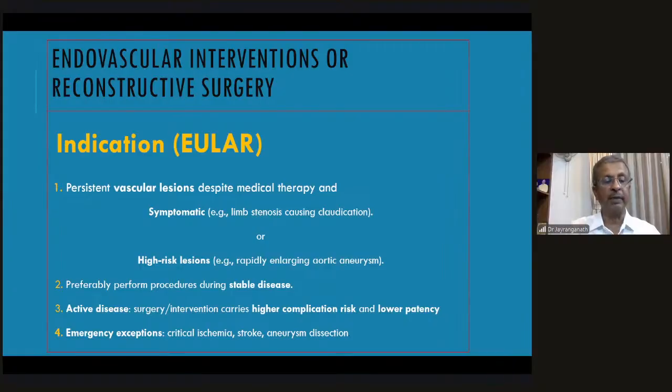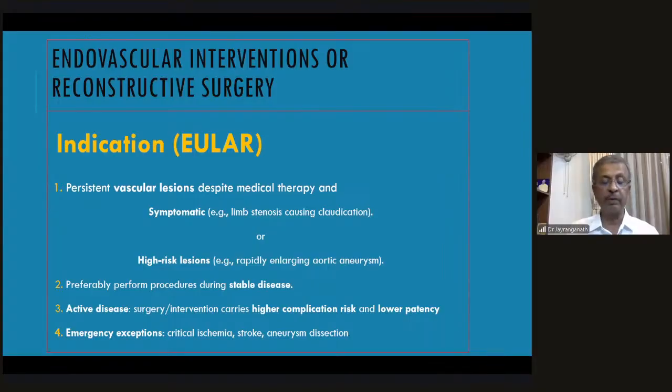The guidelines say the indication is persistent vascular lesion despite medical therapy, symptomatic limb stenosis causing claudication, or high risk lesions, such as a rapidly enlarging aortic aneurysm. That means it has to be surgically treated. If it is rapidly enlarging, obviously it is going to rupture. Preferably perform procedures during stable disease, obviously. Active disease surgery and intervention carries a very high complication risk and lower patency. Emergency exceptions, of course: if a limb is at risk because of a thrombotic problem, we need to intervene.